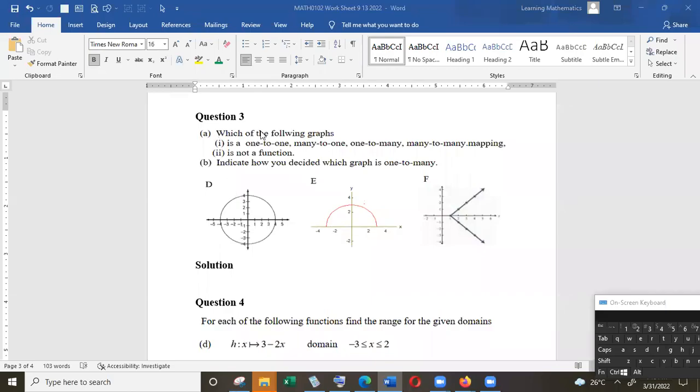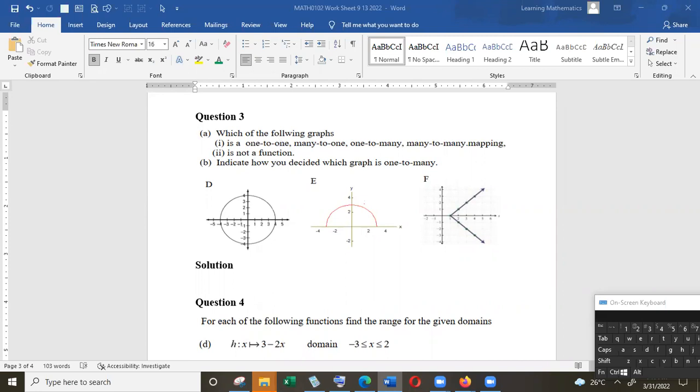Question number 3. Which of the following graphs is a one-to-one, many-to-one, one-to-many, or many-to-many mapping, which is not a function?